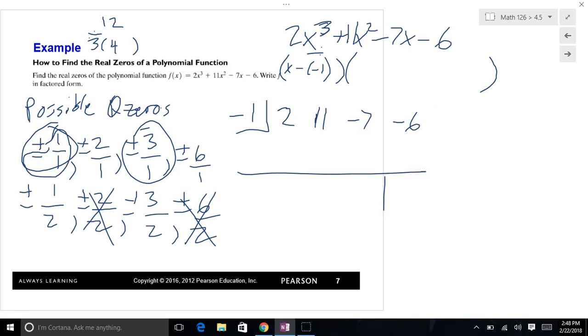And I'm trying to see, is my remainder 0 right here at the end? If it is, x minus negative 1, in other words, x plus 1, is a factor. If the remainder is not 0, I've got to move on to the next 0.